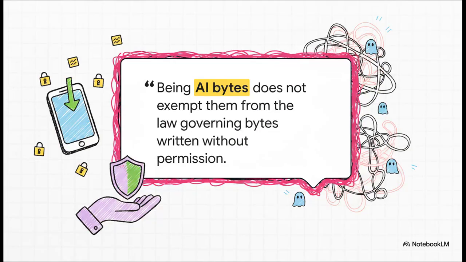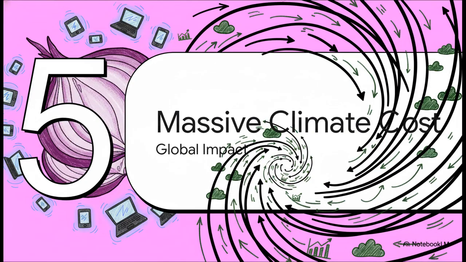This quote really hits the nail on the head. The author emphasizes that just because a technology is labeled with the buzzy term AI, it doesn't somehow get a free pass from basic privacy laws. Treating someone's personal, privately owned device as a corporate deployment service fundamentally undermines the foundational consent required for responsible software distribution. Section 5. The massive climate cost.